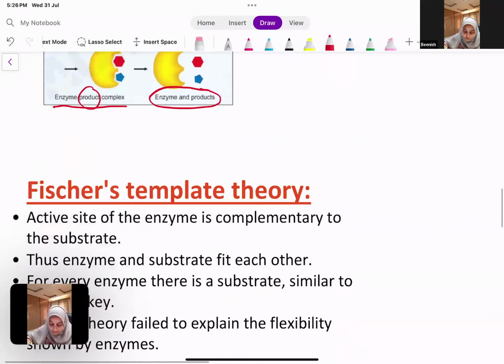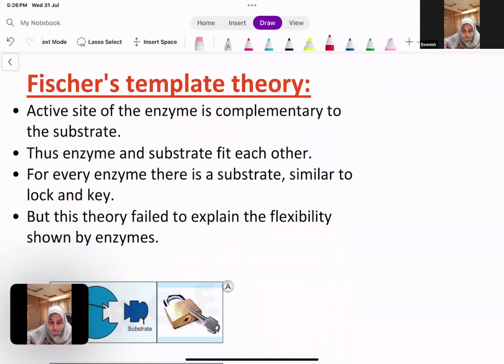Now we have Fisher's template theory. According to Fisher's template theory, the active site of the enzyme is complementary to the substrate. So this theory talks about the complementarity between the active site and the substrate. That is, the active site of the enzyme is complementary to the substrate. Thus, the enzyme and substrate fit each other perfectly, just like a lock and key.